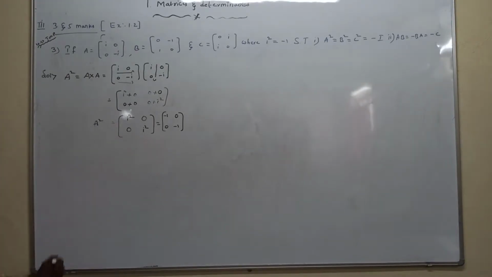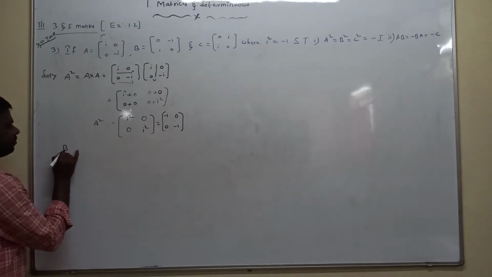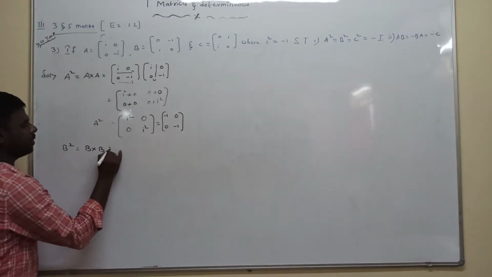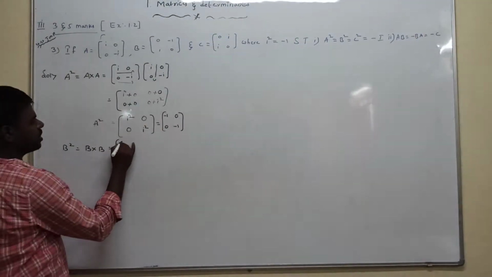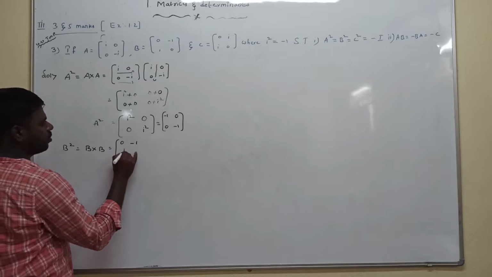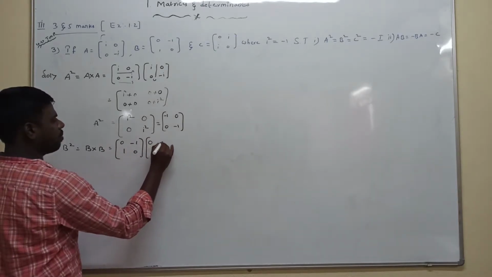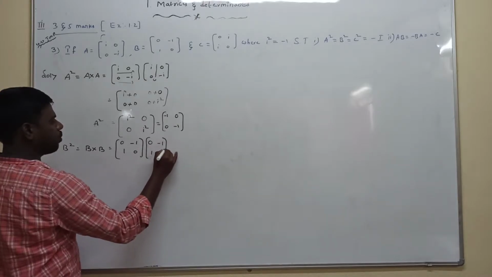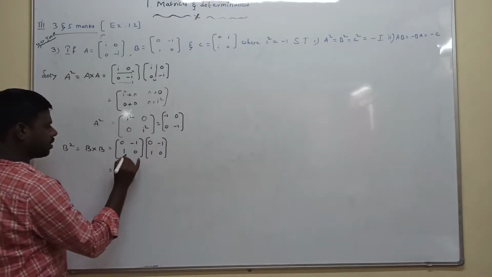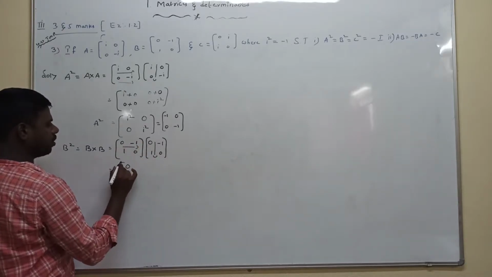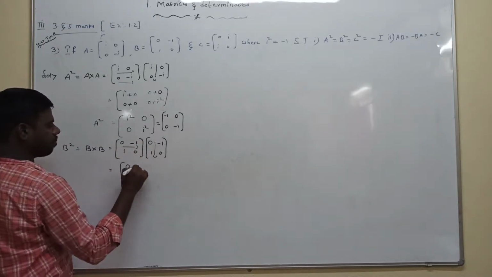Next we need to calculate B square. B square can be written as B into B. Substitute B matrix as 0, -1, 1, 0. Again substitute 0, -1, 1, 0. Product of those two matrices. First row, first column: 0 into 0, 0 plus -1 into 1 is -1.